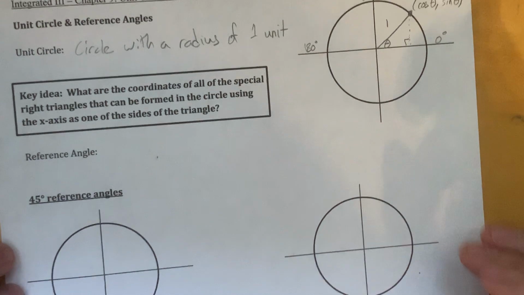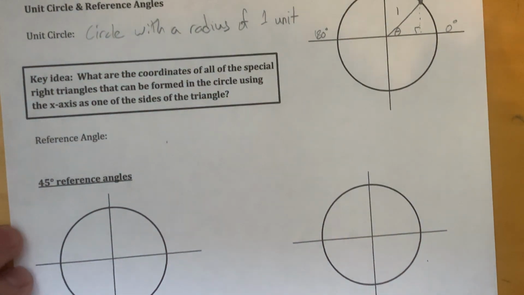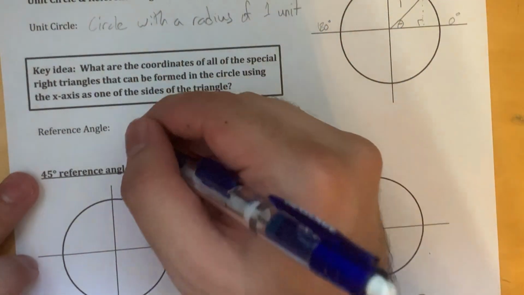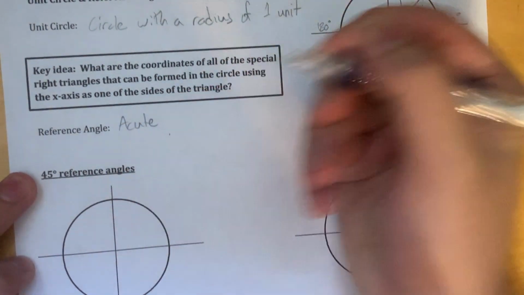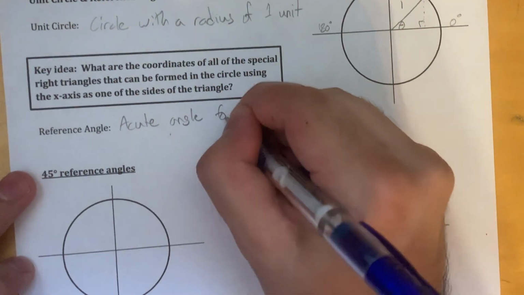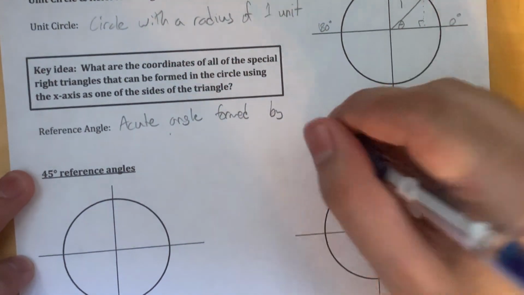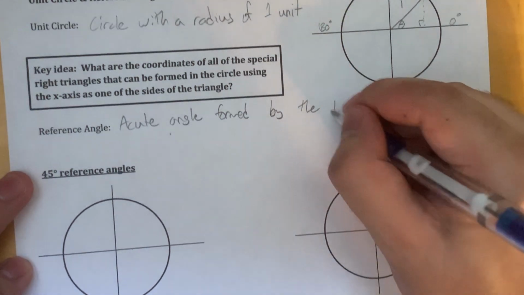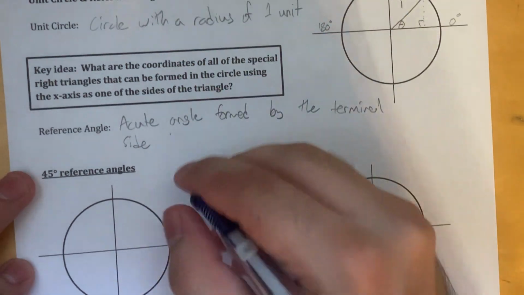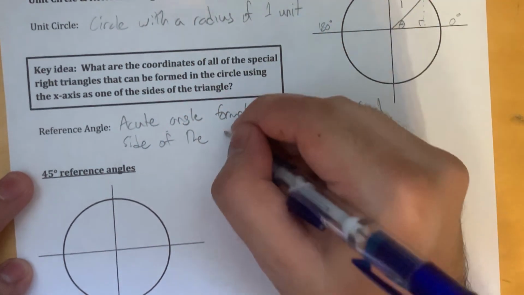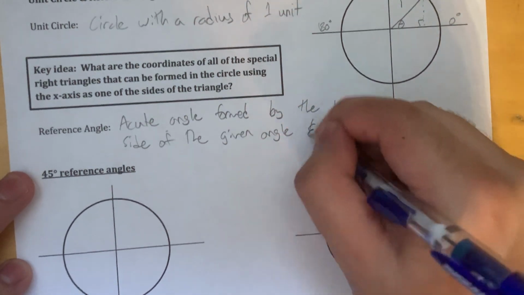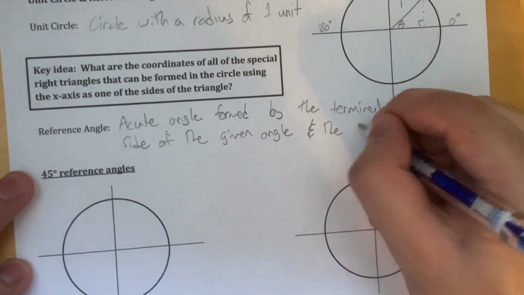What is a reference angle? I already mentioned it. So here's the definition. It is an acute angle formed by the terminal side of the given angle and the x-axis.